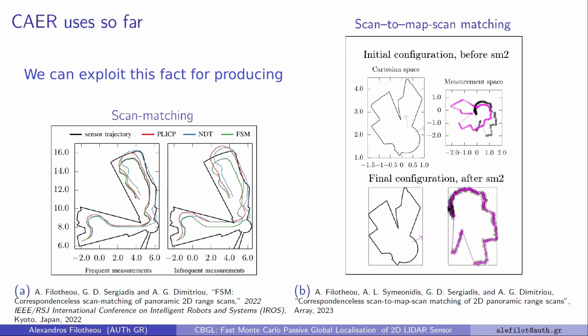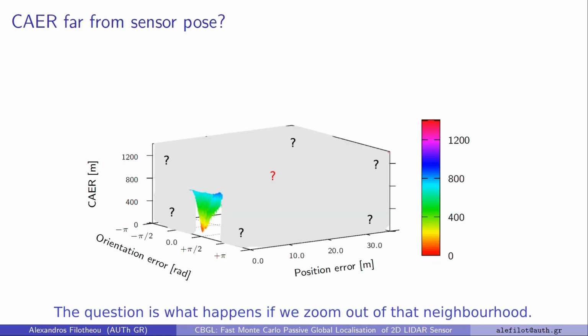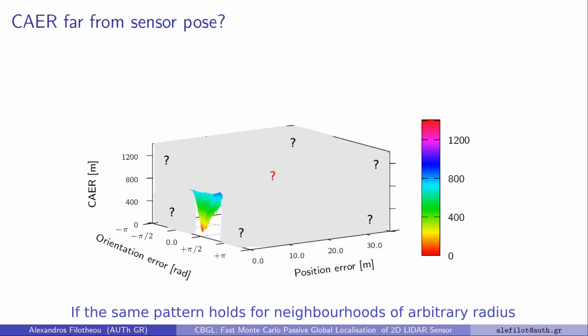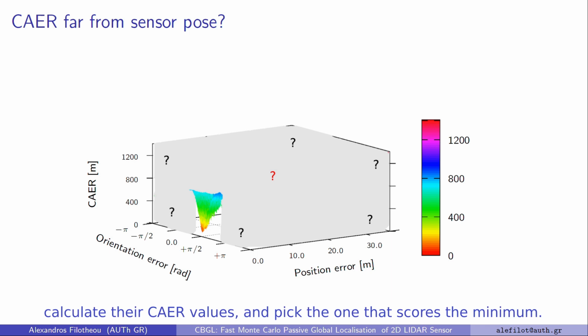We can exploit this fact for producing LiDAR odometry via plane scan matching, or for improving the pose estimate of localization during pose tracking. The question is what happens if we zoom out of that neighborhood. If the same pattern holds for neighborhoods of arbitrary radius, then we may localize the sensor by dispersing a dense cloud of pose hypotheses on the map, calculate their KR values, and pick the one that scores the minimum.